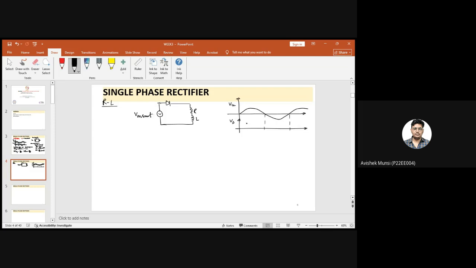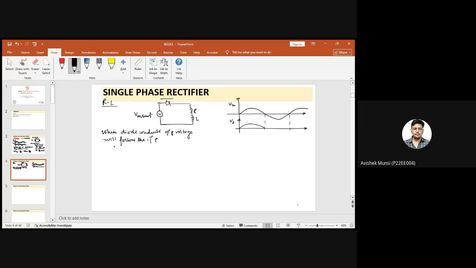So what will happen in this case for the positive half cycle? At the positive half cycle, when the diode conducts, the output voltage will follow the input voltage. Why? Because in the positive half cycle, it will behave as a closed switch. So we get the output similar to the input.